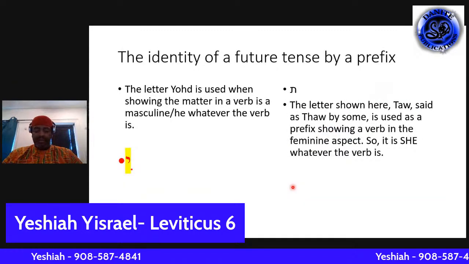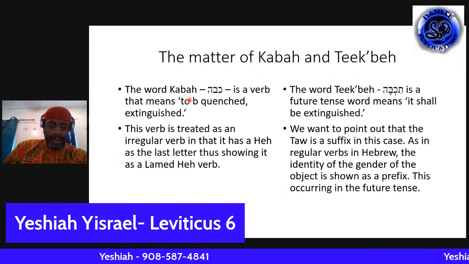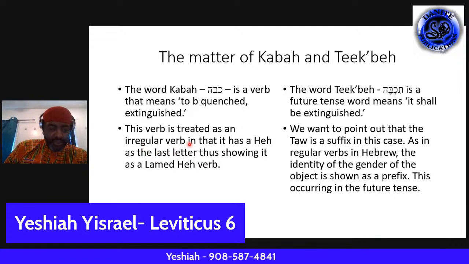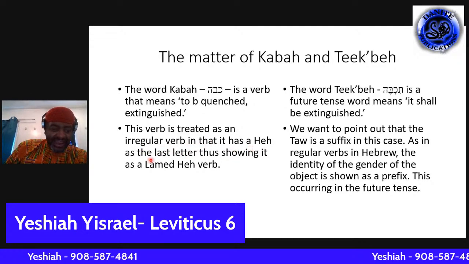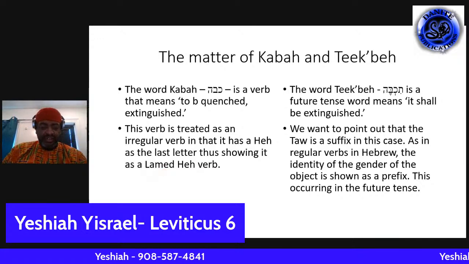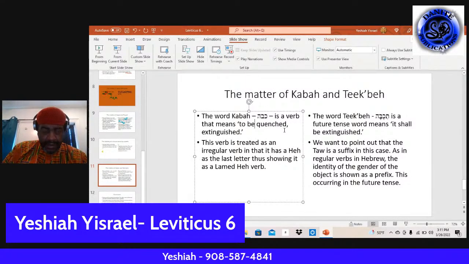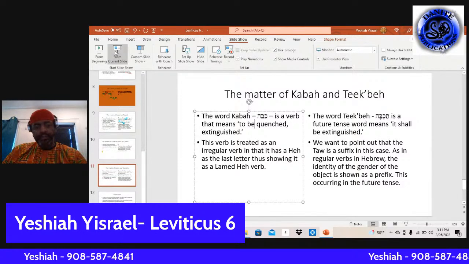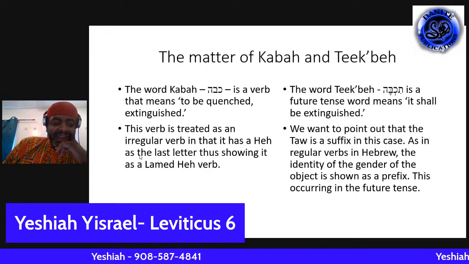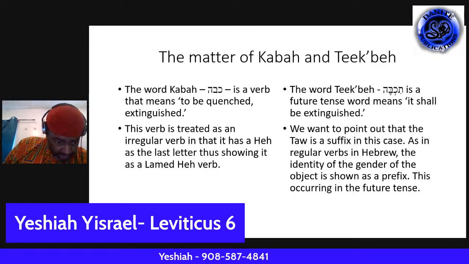Let's go on to the next slide. All right. The matter of kaba and tikbe. The word kaba is a verb that means to be quenched, to be extinguished. This verb is treated as an irregular verb in that it has a hey as the last letter, thus showing it as a lamed hey verb. Now, let us look, brothers and sisters, at that in this particular case. Now, the hey that we're talking about in this particular case is shown here.